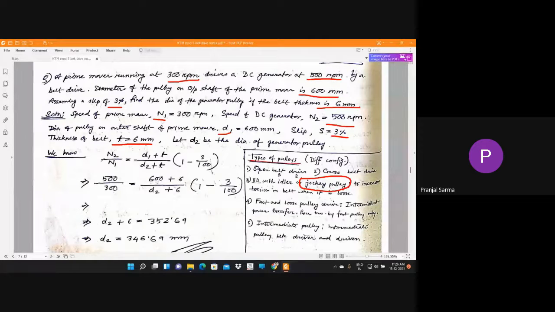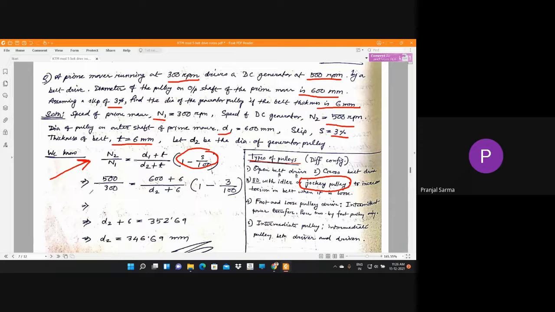Now from the normal expression for velocity ratio, considering the belt thickness as well as slip, we can write N2 by N1 equal to (D1 plus T) divided by (D2 plus T), whole into (1 minus S by 100). This 1 minus S by 100 comes because there is slip in the system. The percentage slip given is 3%. After that, the rest is simple.